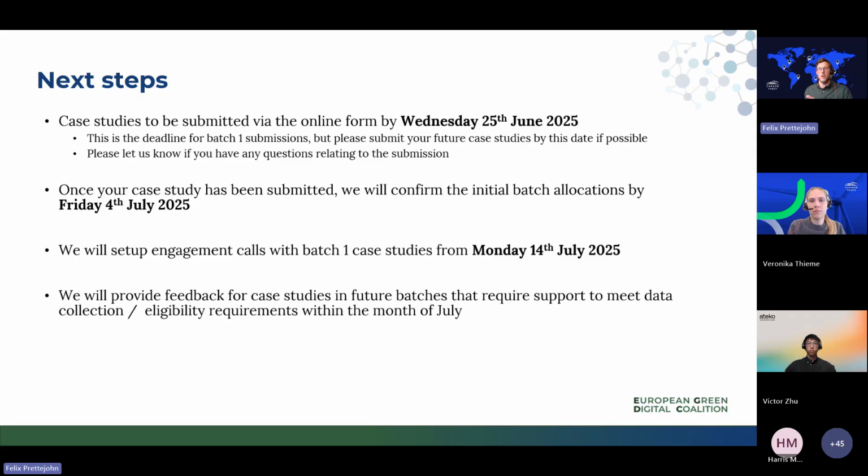Once we've started kicking off batch 1, we'll then provide feedback for case studies in future batches that might require a bit of support to meet data collection or eligibility requirements. So even if you submit on the 25th of June, we will let you know the batch allocations by 4th of July, but you might not hear back anything else until towards the end of July.